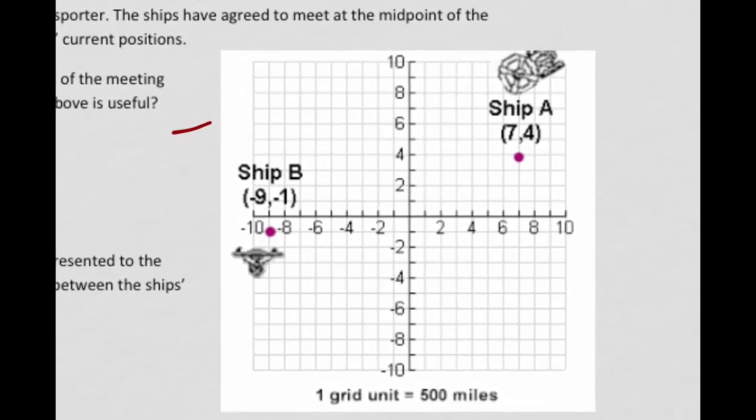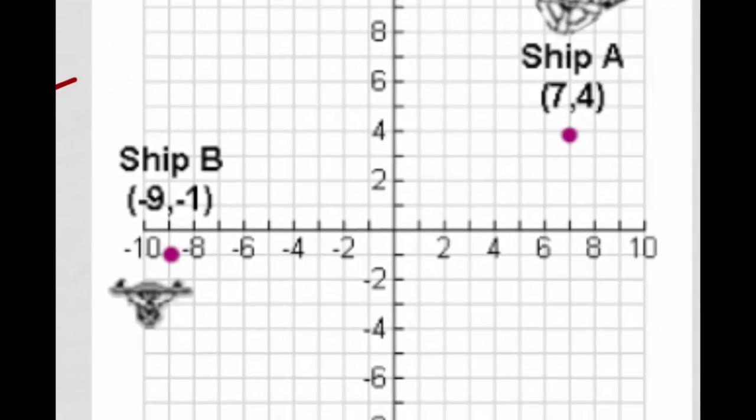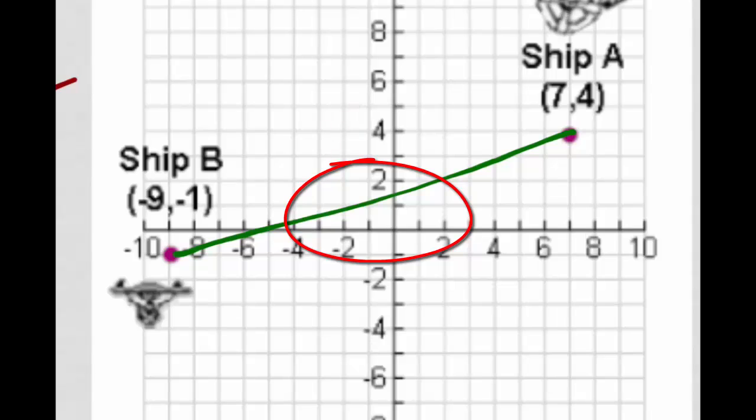Now the first thing that we're asked to do is to take these two and try to find the meeting point between them. The meeting point will be where they meet in the middle. You're going to use your midpoint formula to find out where it is that they meet in the middle. You're going to average your x's and average your y's.